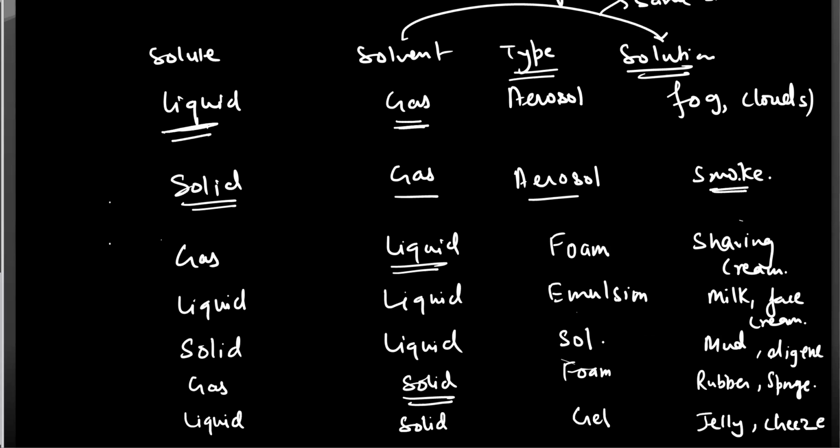Solid and liquid is sol, that is mud, digen. When solid is mixed with liquid, that is simply called sol. Then gas mixed with solid is forming the foam, with rubber and sponge as examples.